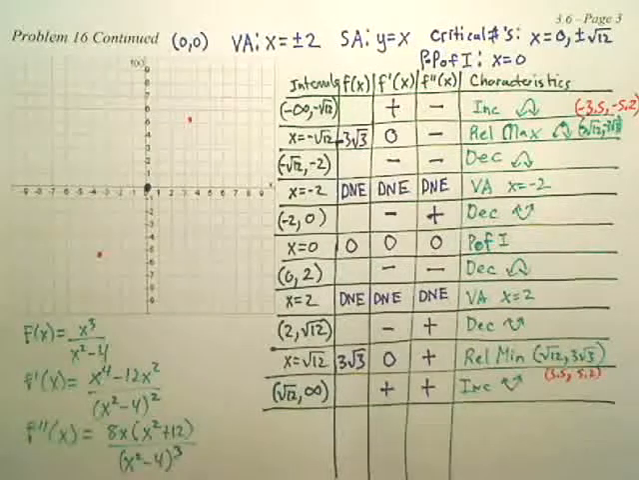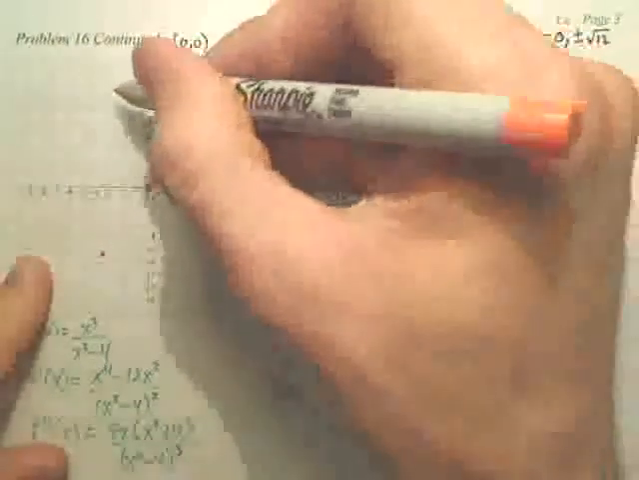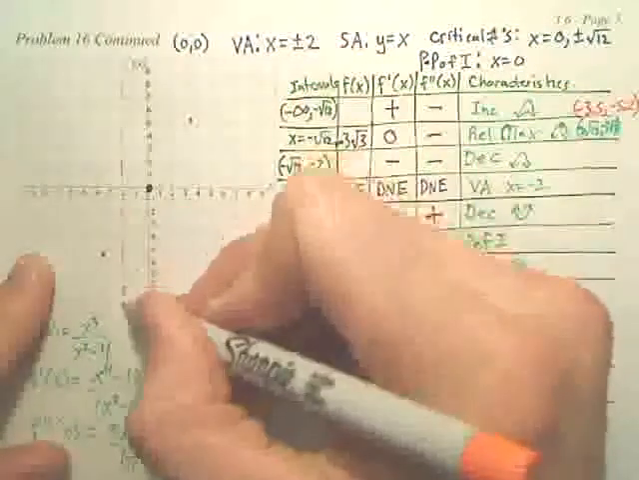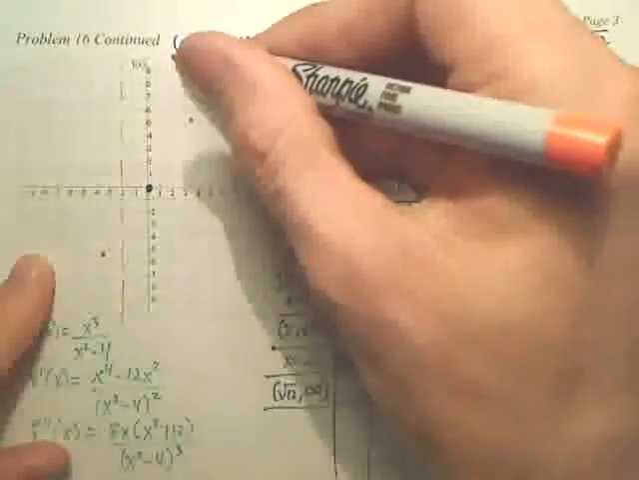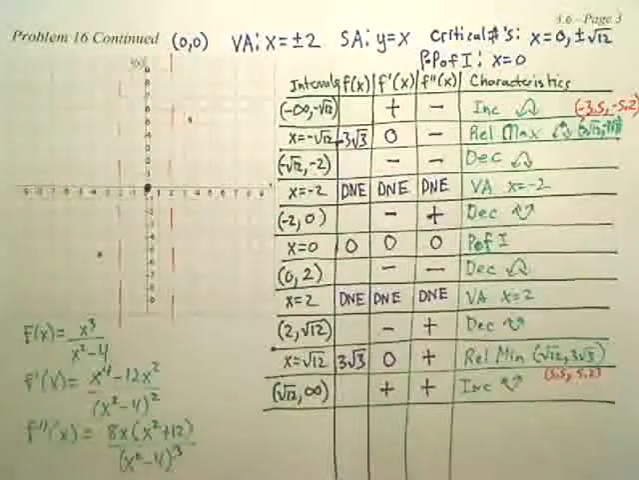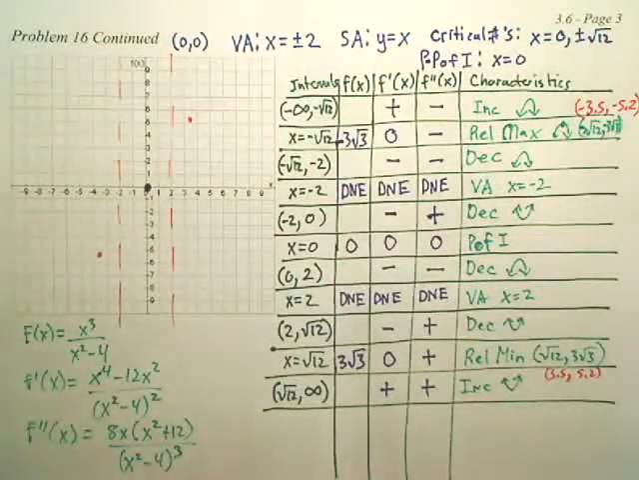Okay. Oh, can we put asymptotes? I can put my asymptotes. Where are they at? Aren't they at 2 and negative 2? Okay, 2 and negative 2, got my asymptotes. Good.